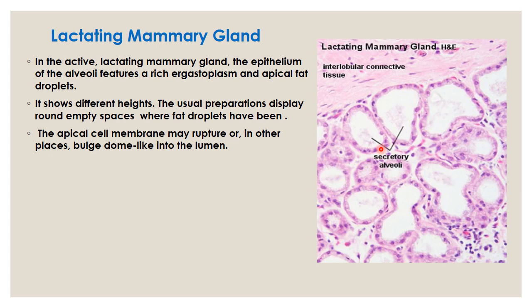So the lining epithelium of these alveoli has a rich ergastoplasm and fat droplets. The ergastoplasm means the endoplasmic reticulum, which is the rough endoplasmic reticulum. The ribosomes face the cytosol. They help to form the proteins which are transported into the extracellular matrix. The protein which is found in the colostrum is the casein protein. So these alveoli are large in size, and you can see these empty spaces, which are the fat droplets.